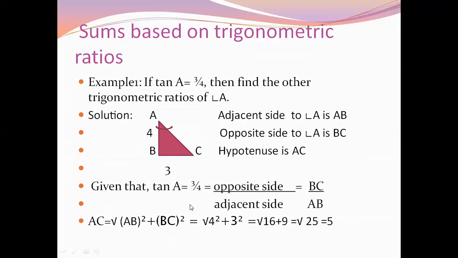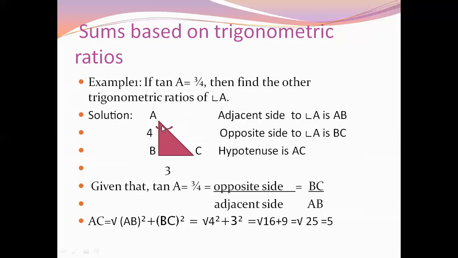So see the first question. If tan A is equal to 3 by 4, then find the other trigonometric ratios of angle A. That means with respect to A, you have to find all the six trigonometric ratios. Let us see here. It is given with respect to A. So first let us write, with respect to A, what is the opposite side? The opposite side is BC. So the opposite side to angle A is BC.